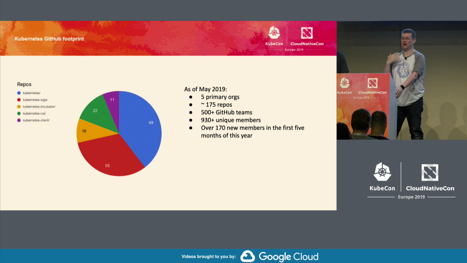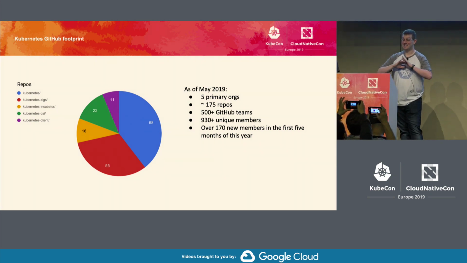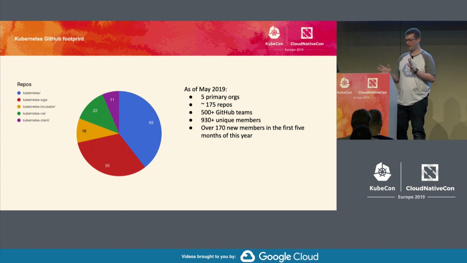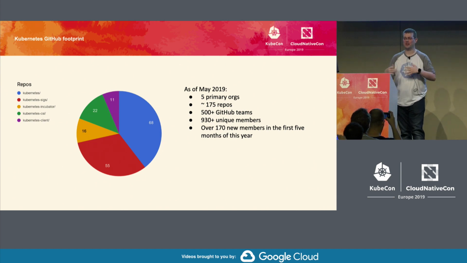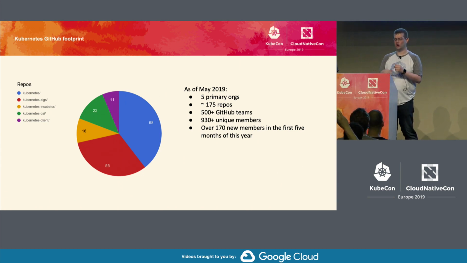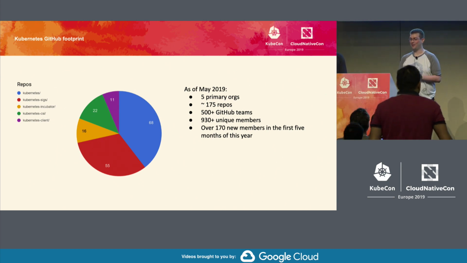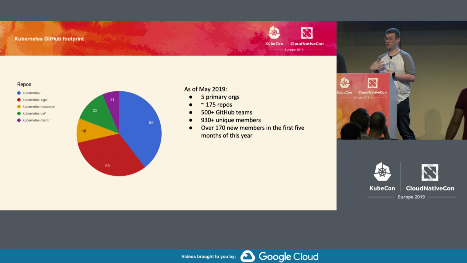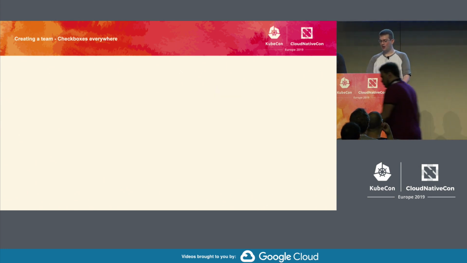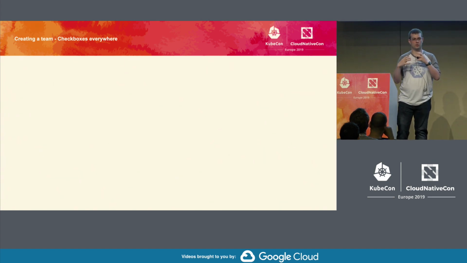No matter how you slice it, Kubernetes is a huge open source project. So we have our 5 primary GitHub organizations, about 175 repos, a ton of teams, and about 1,000 unique members. Scaling the process to manage this many people has been a challenge in itself. In particular, before we started on any of this work, our new membership process was being handled by email and done manually with no visible audit trail. So I wanted to give you a frame of the problems that we were trying to tackle.